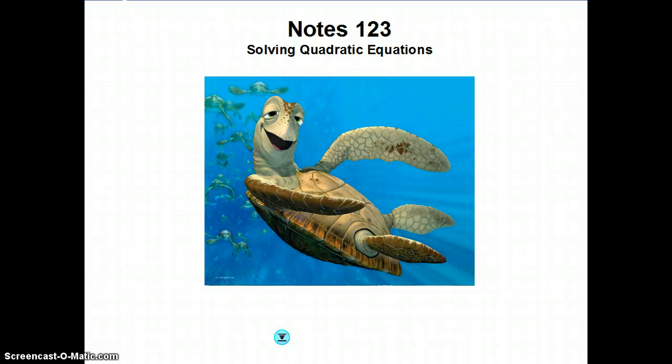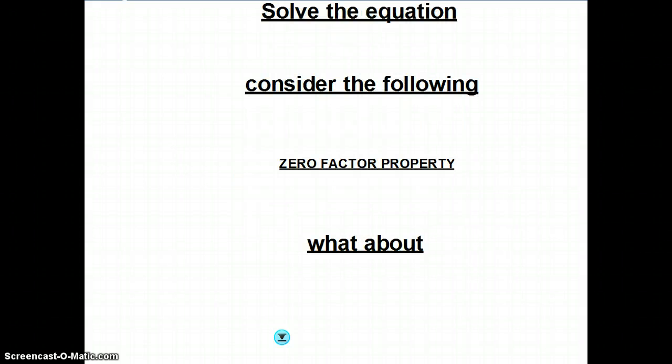Hello and welcome. Today we're going to discuss solving quadratic equations. Previously, we've learned how to factor quadratic expressions. Now in today's lesson, we're going to take those expressions and change them into equations. First, I'd like to discuss solving this equation, 5a equals 0.